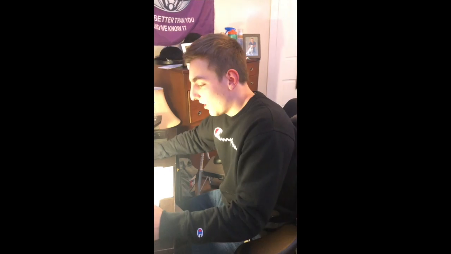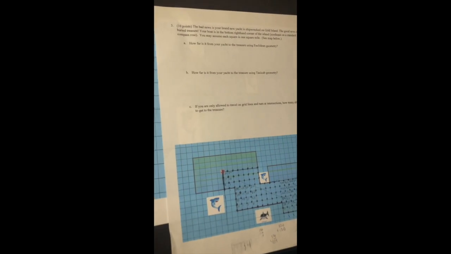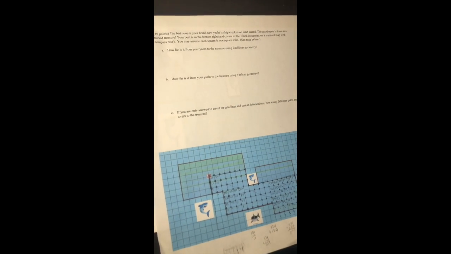All right, so now we're on 3, which is kind of hard and time consuming. We'll get into it. So we have the first question. We're talking about how far our crashed yacht is from the treasure. So the first question is, how far is the yacht from the treasure using Euclidean geometry?